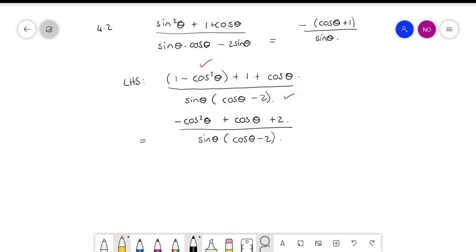So from here, I'm going to factorize and simplify. But before I carry on, a lot of you did something like this, for instance. Why can I not do that?